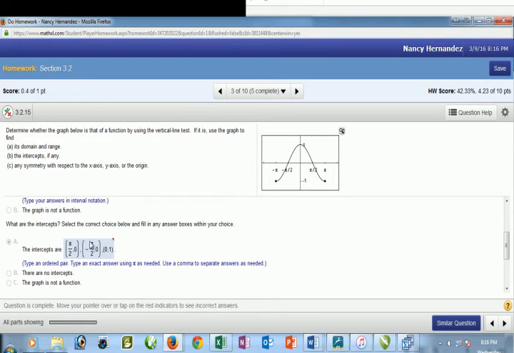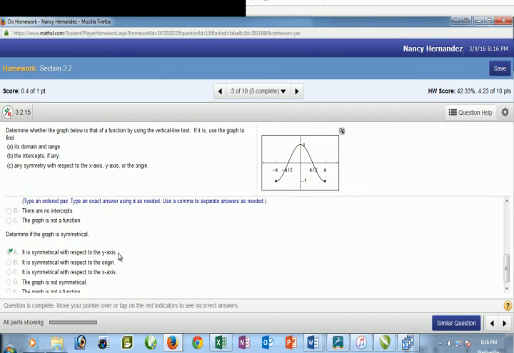What are the intercepts? Negative pi over 2, 0, pi over 2, 0, and 0, 1. They should ask for what are the intercept points. And this one's being a little picky because you've got more than one. You've got two x-intercepts, one at negative pi over 2, 0 and one at pi over 2, 0. What about your y-intercept? 0, 1. It's asking for intercepts, so you've got two x-intercepts and one y-intercept.